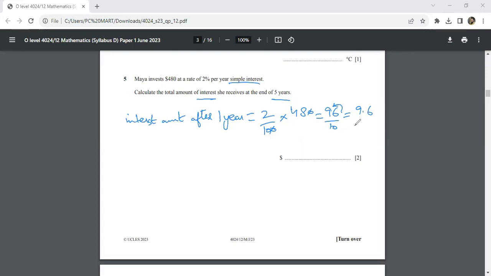So it is 9.6 for 1 year, and since we are talking about 5 years, time period is of 5 years, then it is 9.6 multiplied by 5. 5 6s are 30, 0 carry 3, and 9 5s are 45 plus 3, 48. And since we have one decimal over here, it will come over here. So she will be receiving $48.